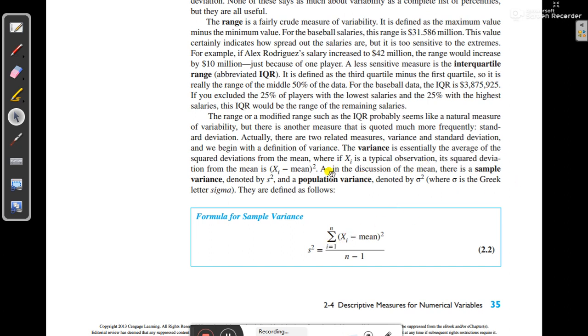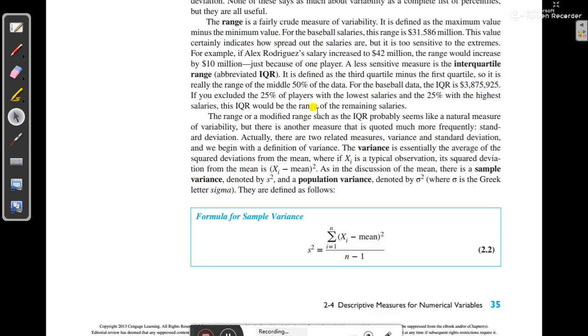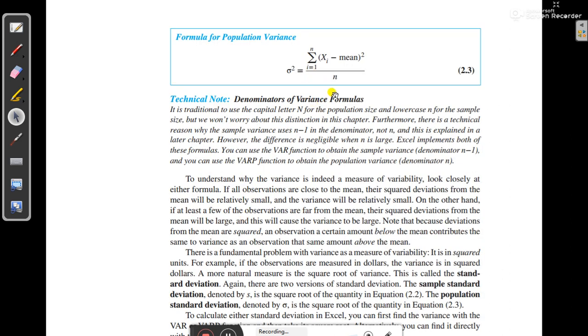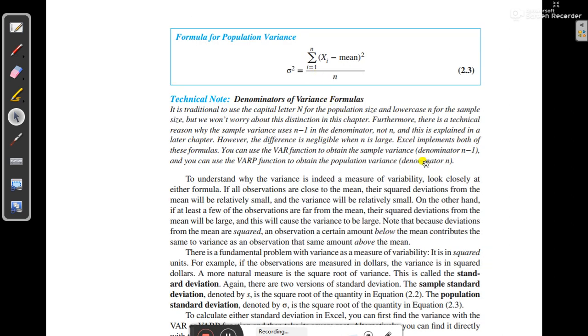Okay, but here is one difference between sample variance and population variance. Why? For population variance we take sigma squared equals the sum of (x_i minus mean) squared divided by n. Why is this value of n different in case of sample variance and population variance? The whole equation is almost the same, but the difference is the denominator. Here it is n minus 1 for sample variance and n for population variance.